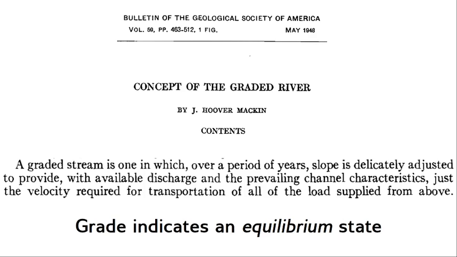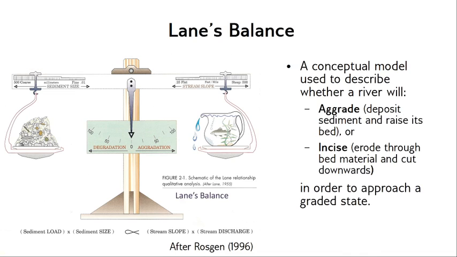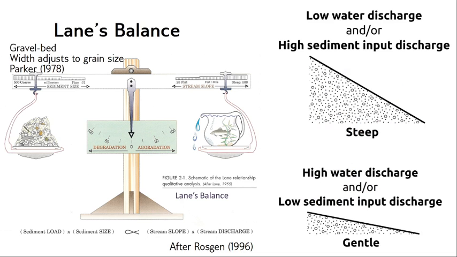We might think about why this is or how we reach the equilibrium state, and that's where we get to Lane's balance. So that's a couple slides down the road. Or actually the next slide. So Lane's balance here is interesting. Lane's balance is telling us the balance between aggradation or sediment supply to the channel.